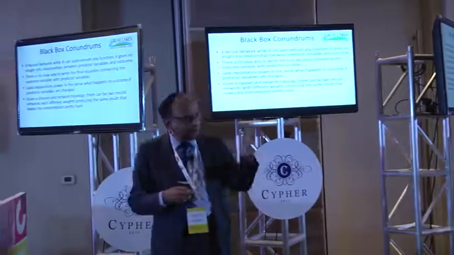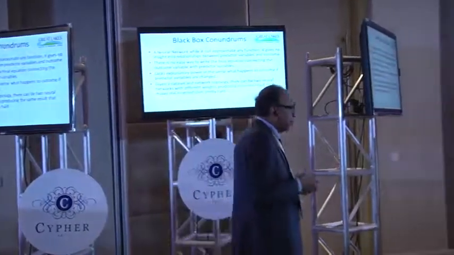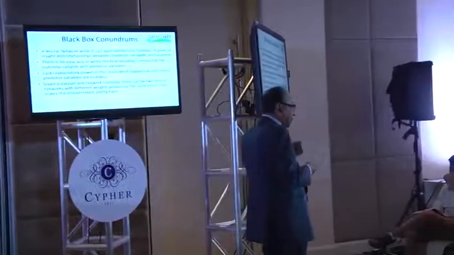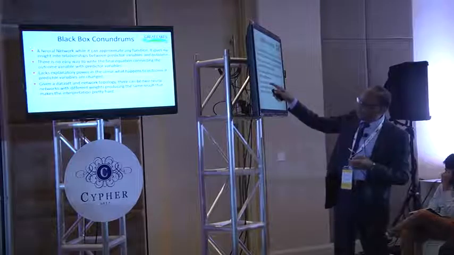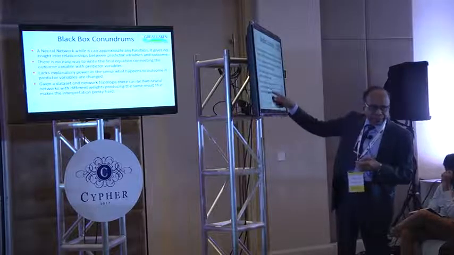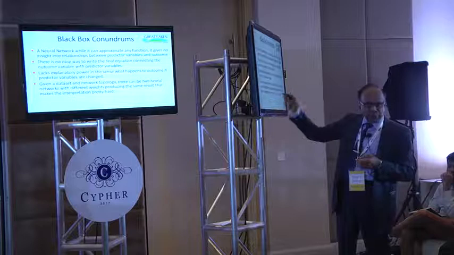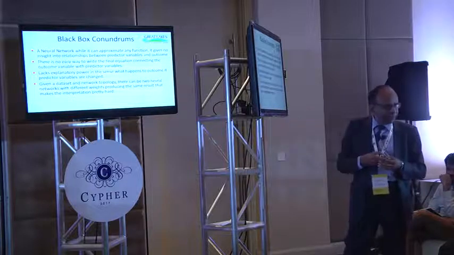Whereas if you take a traditional technique, I can interpret the slope, I can interpret the arcs, I can do something. That is the problem. In other words, black box conundrums. I say these are the riddles. Some are true, some are not true. We will try to address.